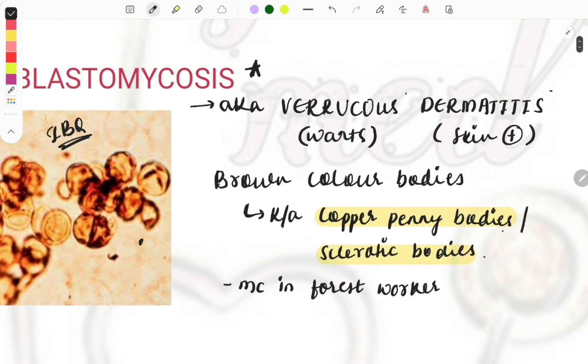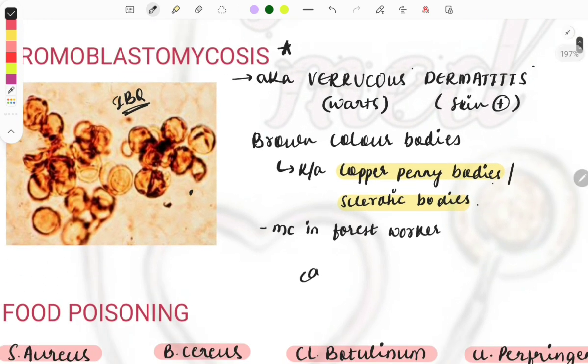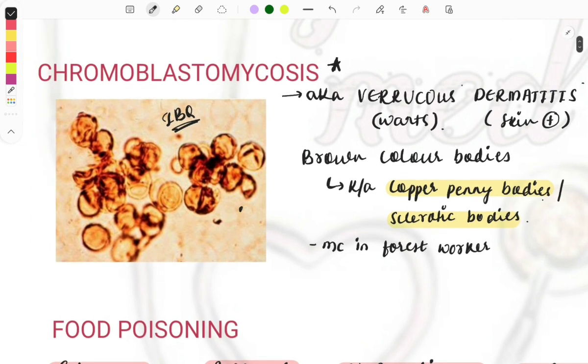When we take a biopsy of the skin lesion and look at it, we can find these things. Then it is most commonly seen in forest workers. So if a clinical case is described, then these things will be described, like the forest worker. Then dermatitis or warts are seen, and they can give this image, or they can just explain copper penny bodies or sclerotic bodies. And if they are describing brown color bodies in the question, then you can go with chromoblastomycosis, because the name itself says chromo, black color, brown color, and chromoblastomycosis is fungal.